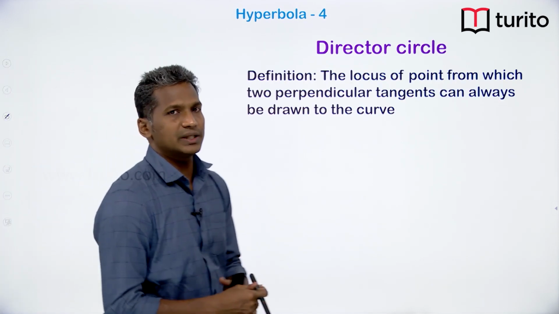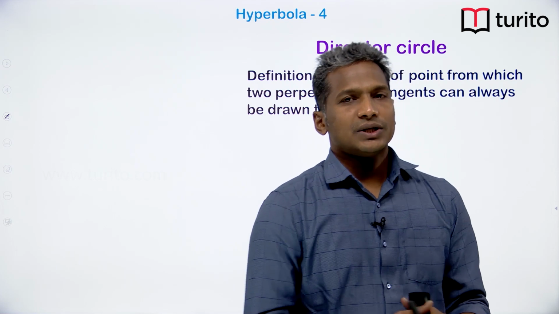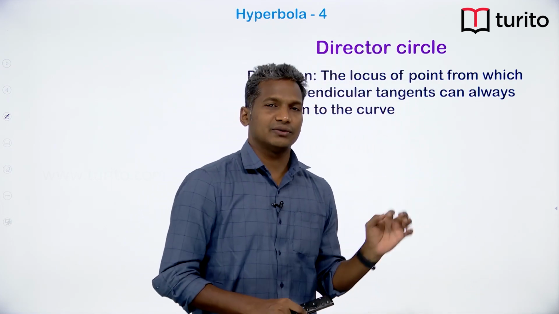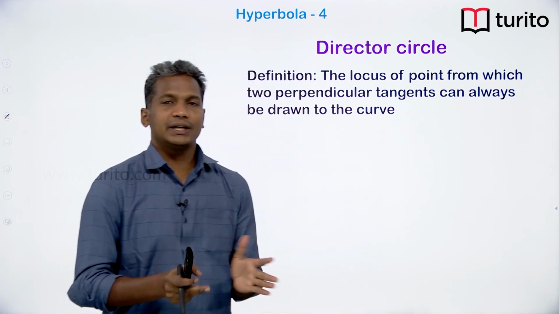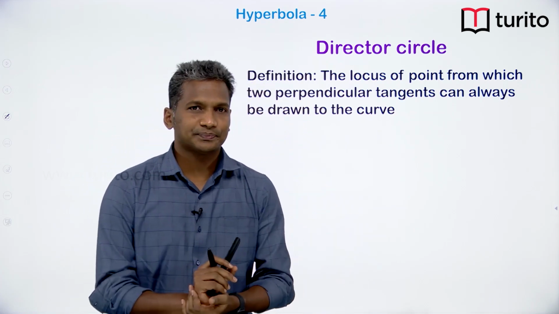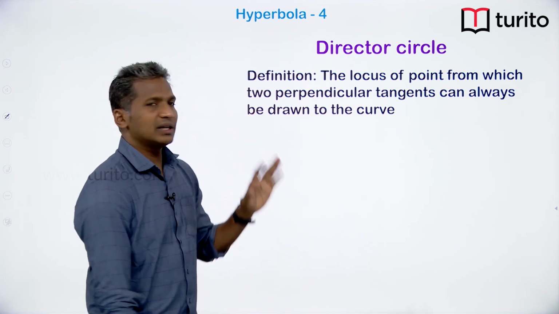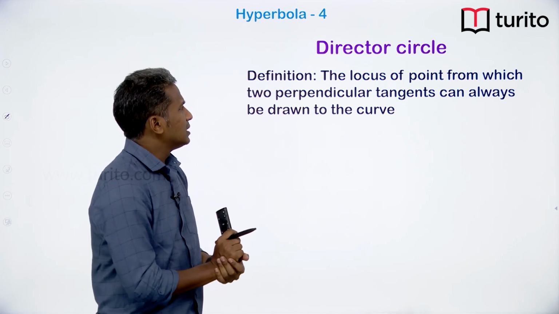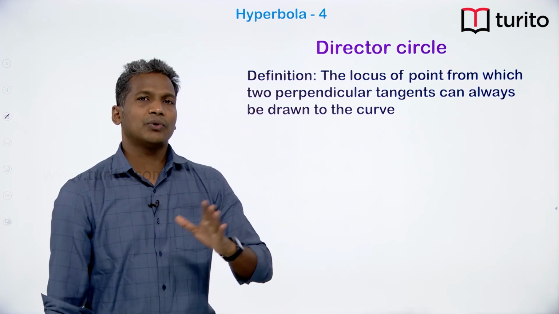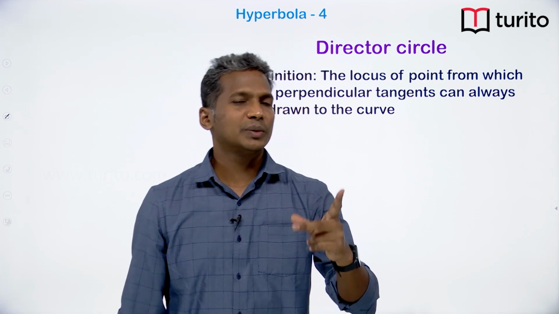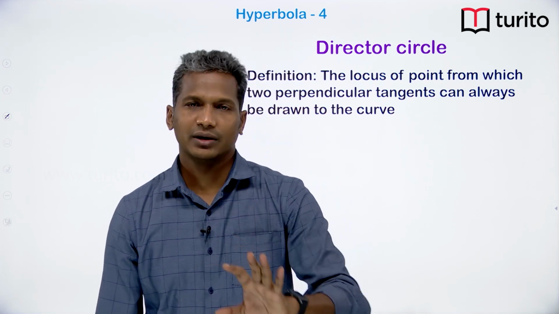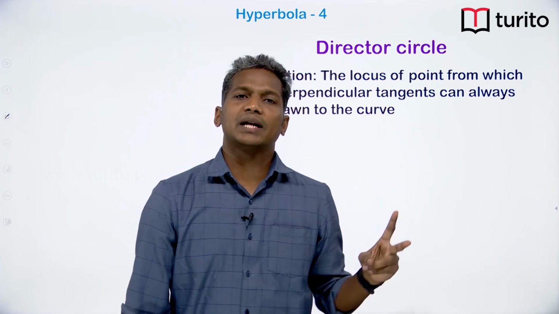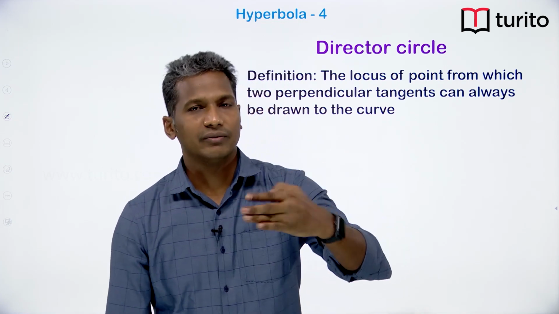So, the next concept is director circle. So, here I am going to derive the director circle directly based on the definition of it. But before we proceed, we have to choose some methods. So, now let us look at the definition first and then we will solve for the equation. So, the definition says it is the locus of point of intersection of two perpendicular tangents of the given curve, or locus of a point from which two perpendicular tangents can always be drawn to the given curve.